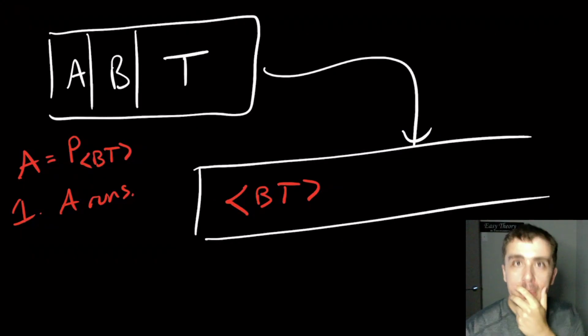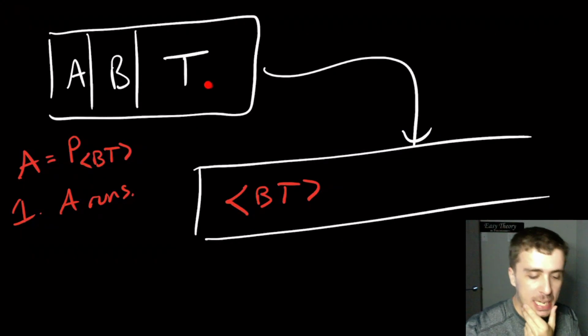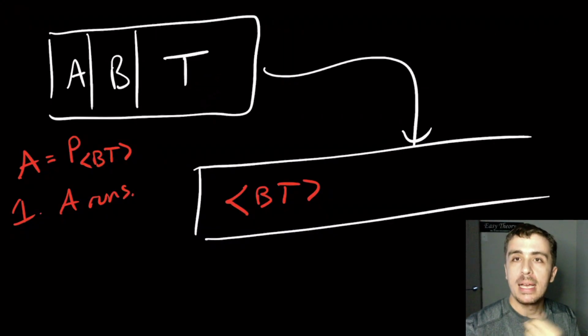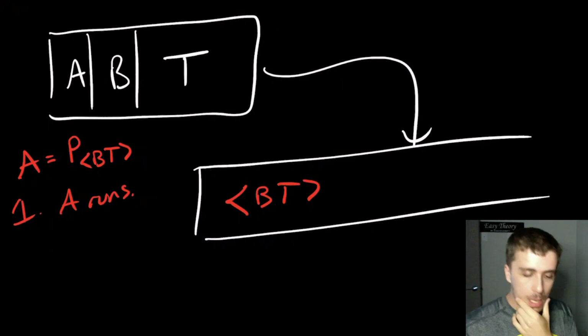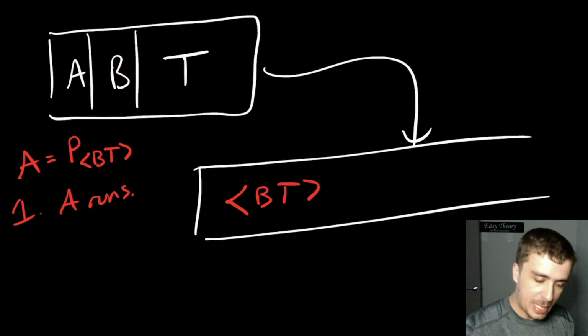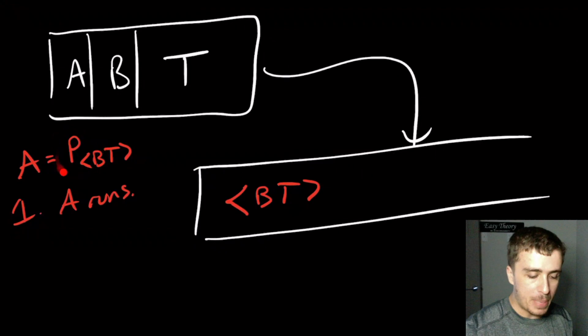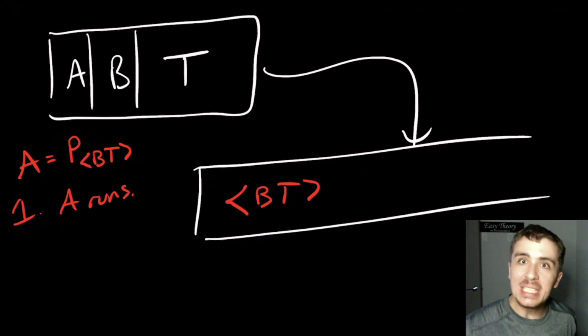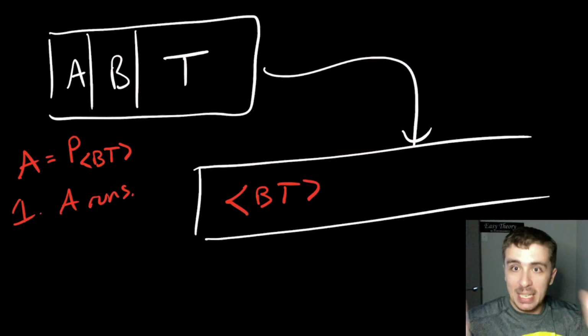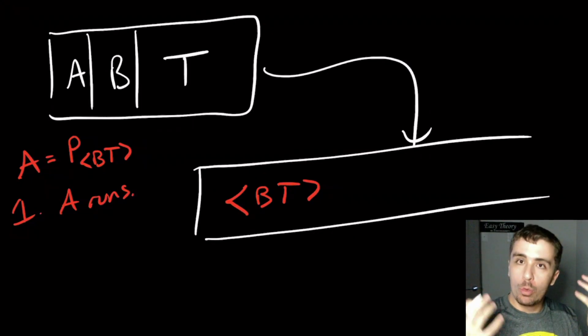So when it runs, it's going to have the description of B and T written on the tape. The problem is that the T machine has input, remember? It has some input W that it needs to compute its own function with. How is that going to be preserved? Because when the A machine runs, the P machine right here, which is A, erases the tape and writes down BT right there. Well, what are we going to do?